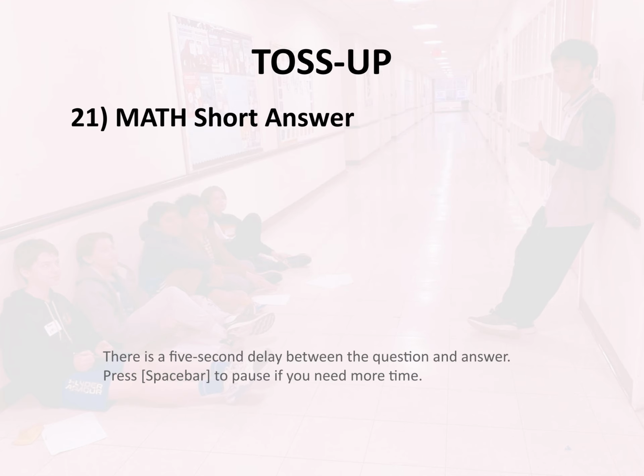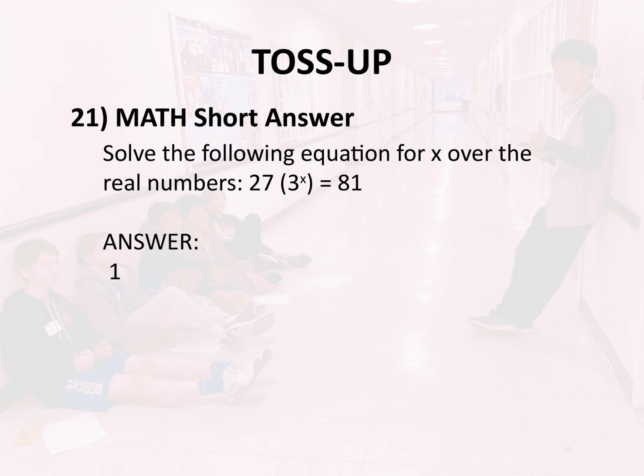Toss-up 21. Math. Short answer. Solve the following equation for x over the real numbers. 27 times 3 to the power of x equals 81. Answer. 1.